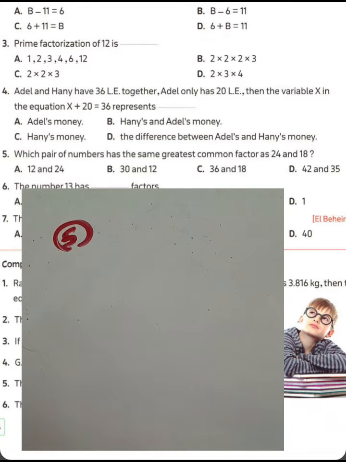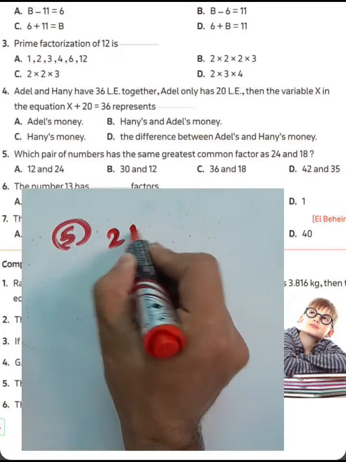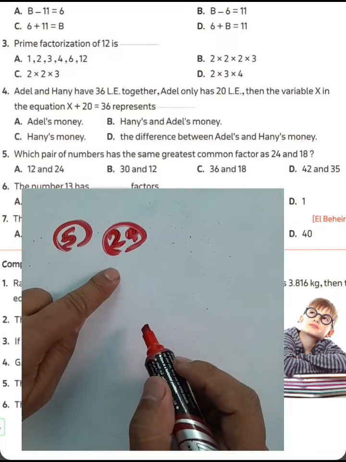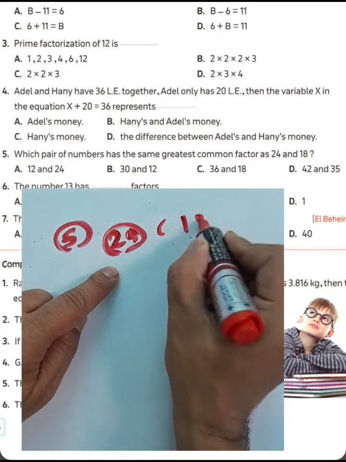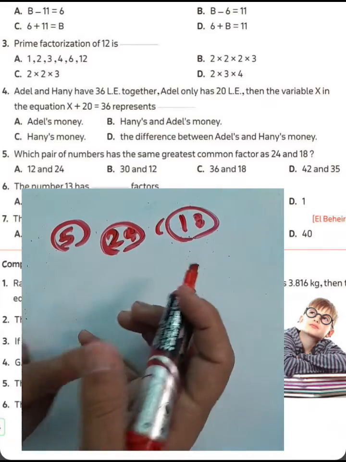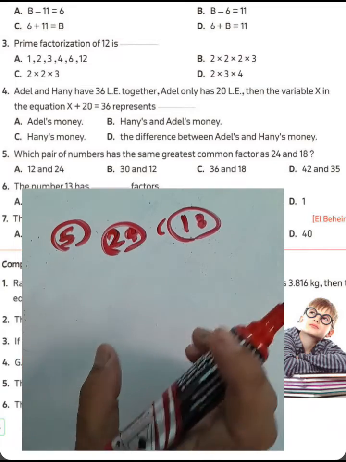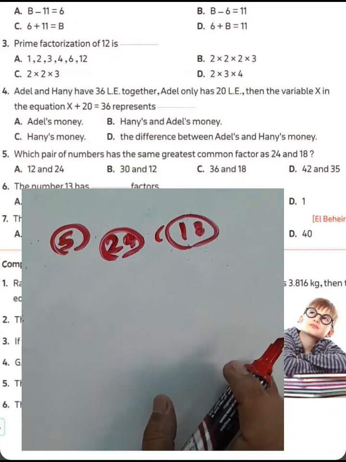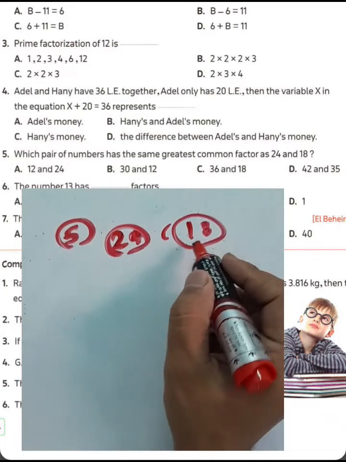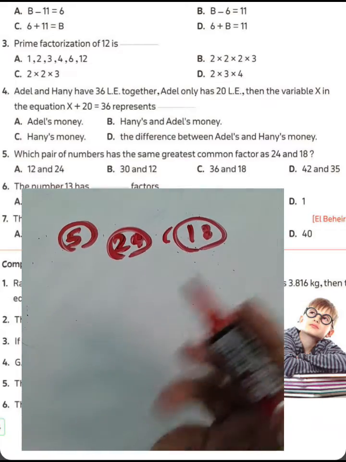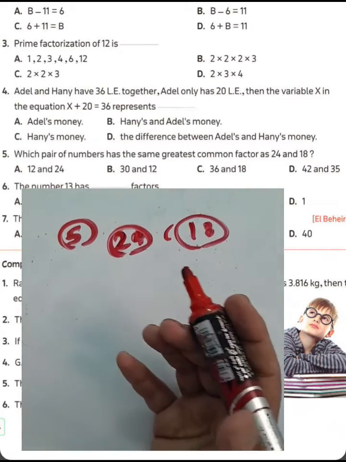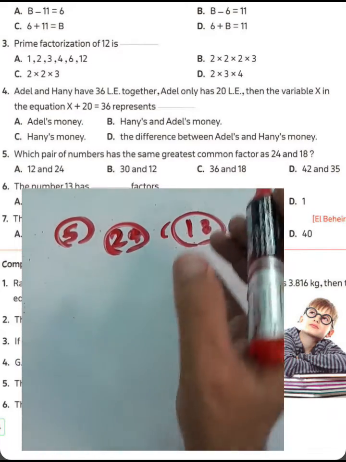Question number 5. Which pair of numbers has the same greatest common factor as 24 and 18? Now, you can find in the first step the greatest common factor between 24 and 18 and solve letter A, letter B, letter C, letter D to find the same greatest common factor between each one. Okay. First, we know 24 and 18, the highest common factor between them will be 6. Why? Because 24 equals 6 times 4 and 18 equals 6 times 3.